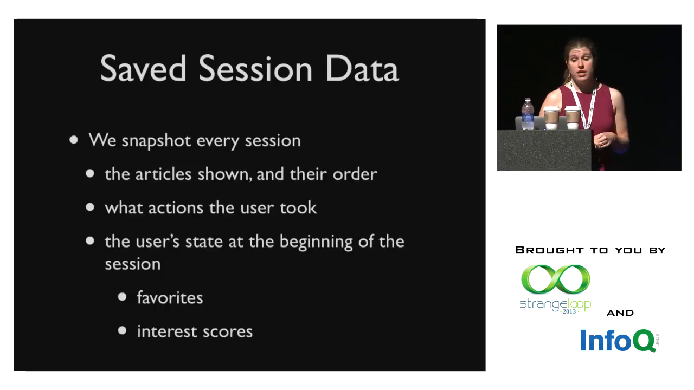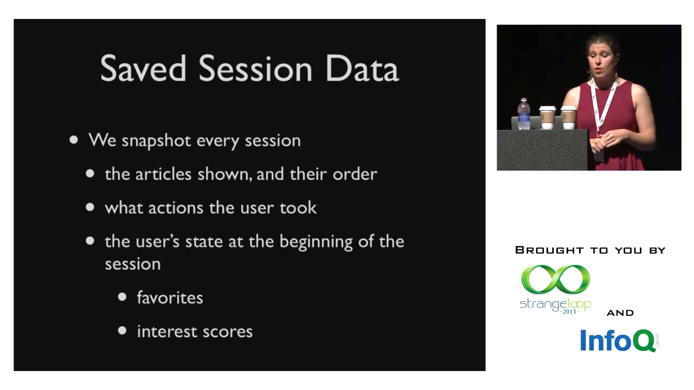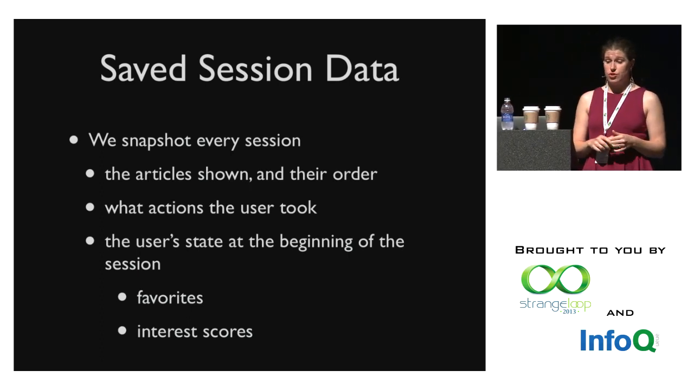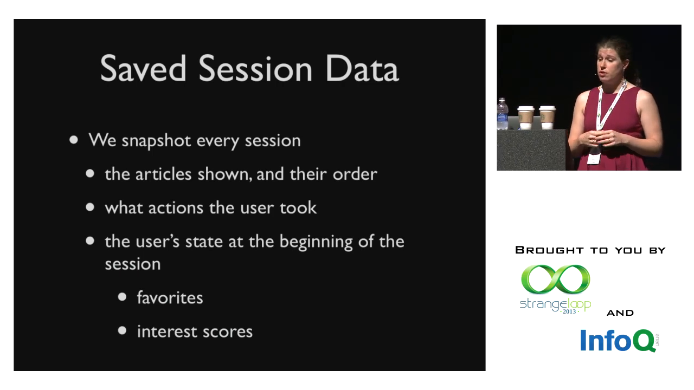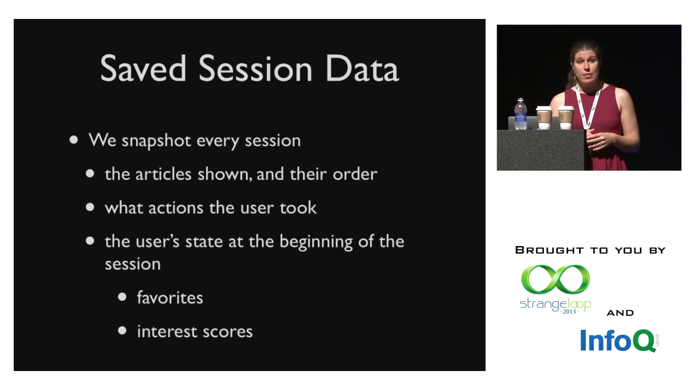Lastly, we have saved off session data. We snapshot every session that a user has, and we save off the articles that were shown to the user and the order that they were shown in. We also save what actions the user took on which articles and the user's state at the beginning of the session, including what interests they have as favorites and what their interest scores were.